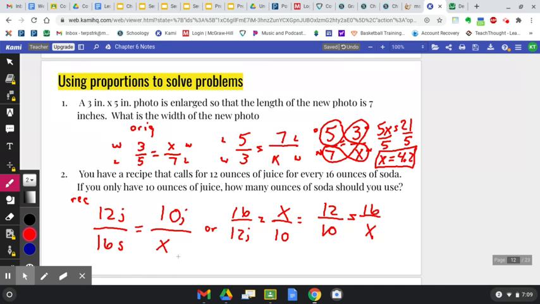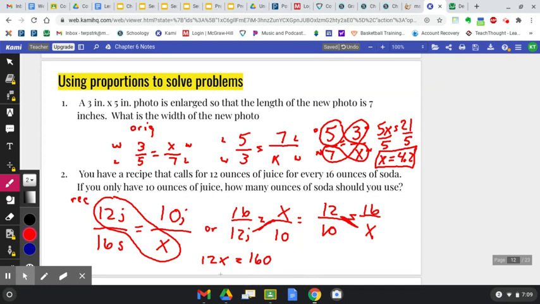You just have to be consistent with your setup, meaning if I have juice on top here, juice on top here, soda and soda. So when I cross multiply, it would give me 12x, right? And notice in any of these scenarios, 12 is paired up with the x. Equals 16 times 10 is 160.